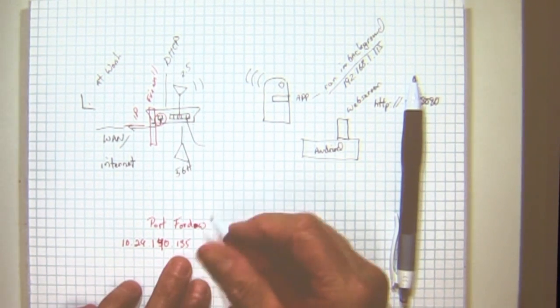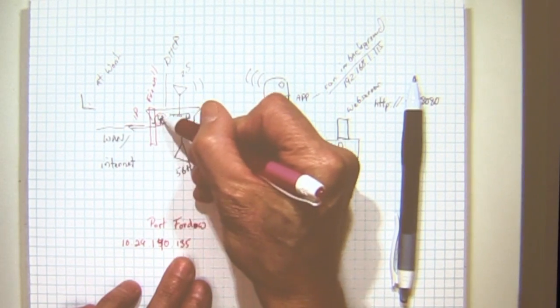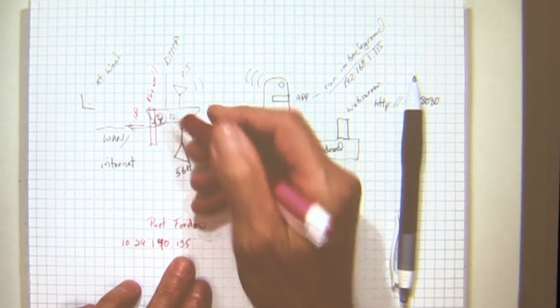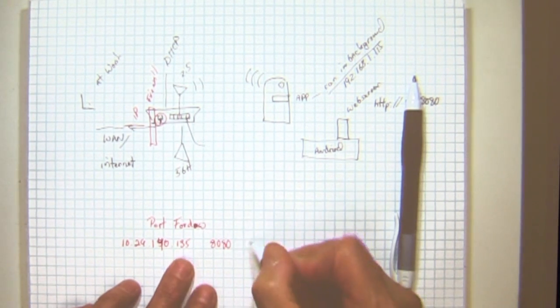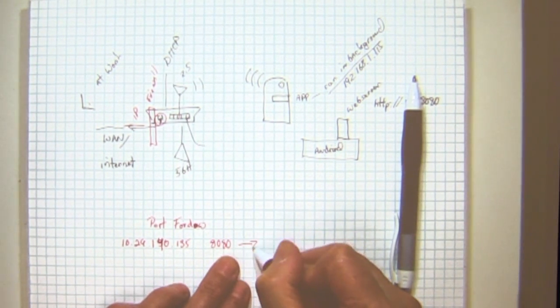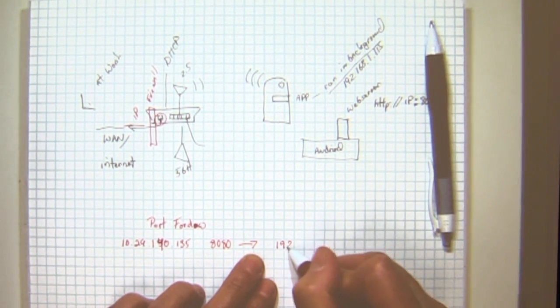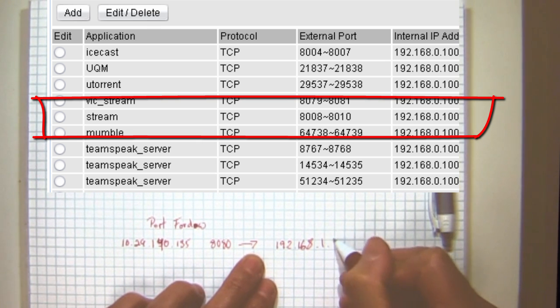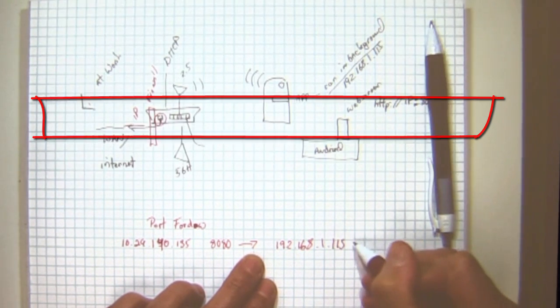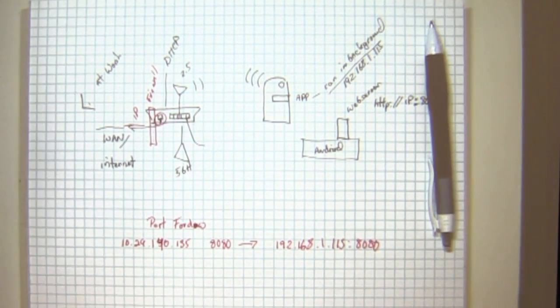Now, in his port forward table, he's going to say, when someone comes to this IP address and probes port what? 8080. Then I'm going to send him to what IP address? 192.168.1.115. And what port? 8080. Okay. Everybody there, technically? Yes.